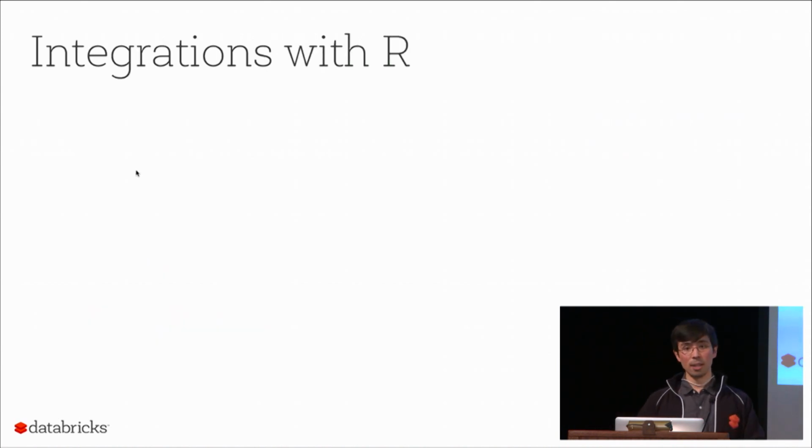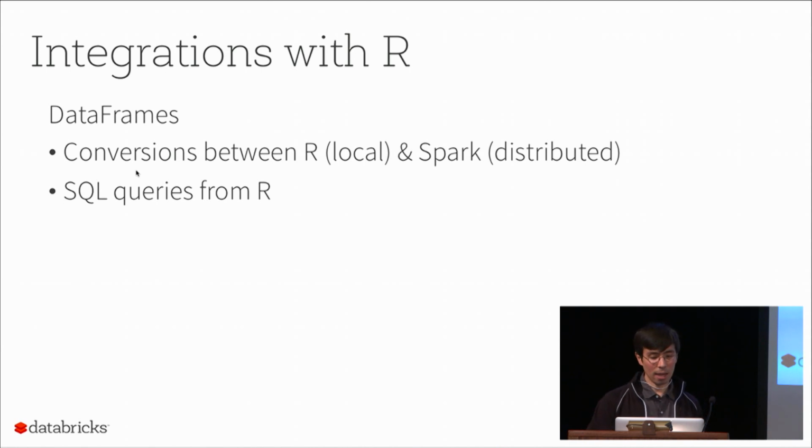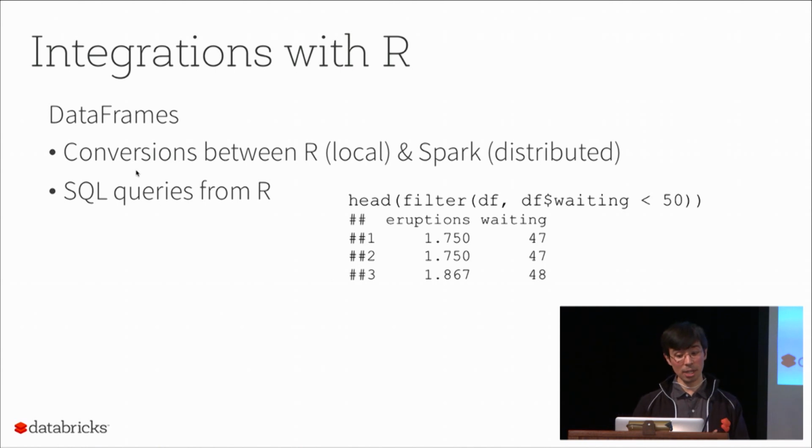So I've been focusing on the PyData space, but also want to mention integrations with R. First, I'll mention Dataframes, where, just like with Python Pandas, we have conversions between R local and Spark distributed data frames. And using Spark data frames from R, you can make SQL-like queries, as well as queries using familiar R-like APIs, such as this. Here it's saying, let's look at this data set. I think it's an Old Faithful data set, and look at the set of eruptions where the waiting time was less than 50.